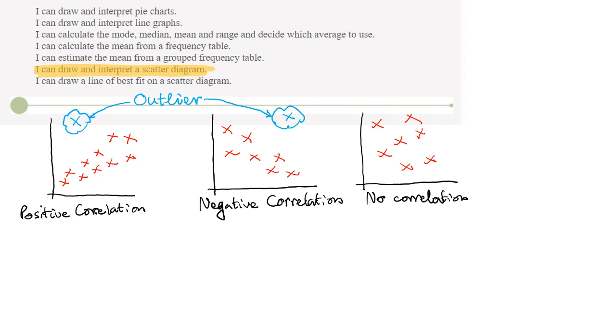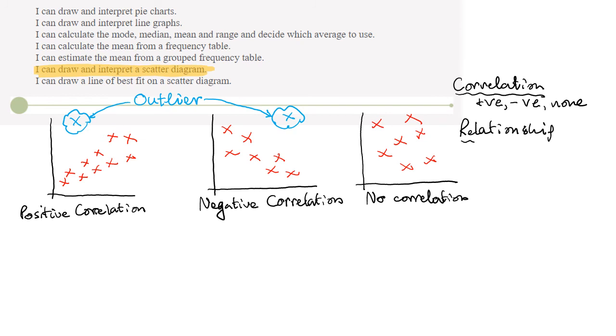If you are asked about the correlation, then you use the words either positive, I'll write positive like this, negative, negative like that, or none. If you are asked for the relationship, you write a sentence down.